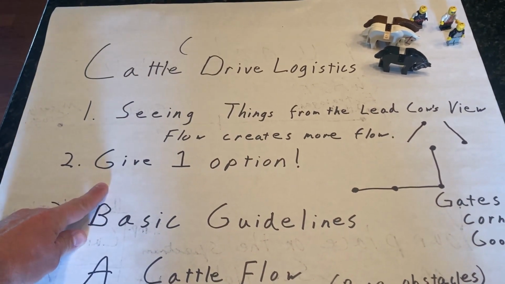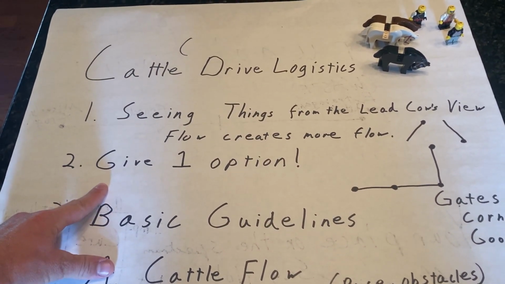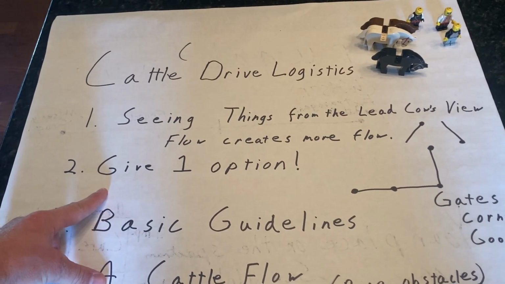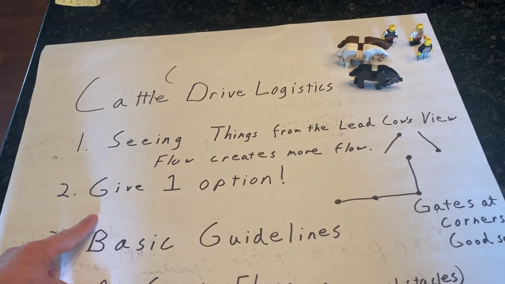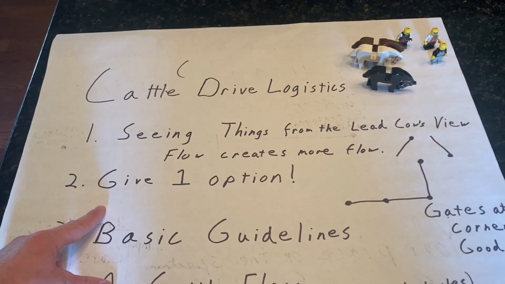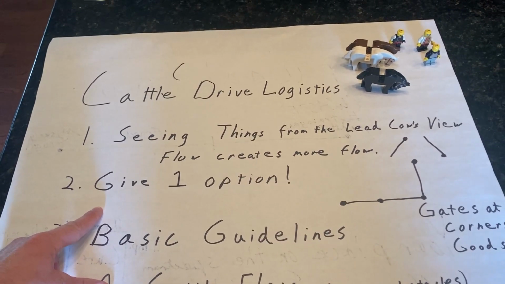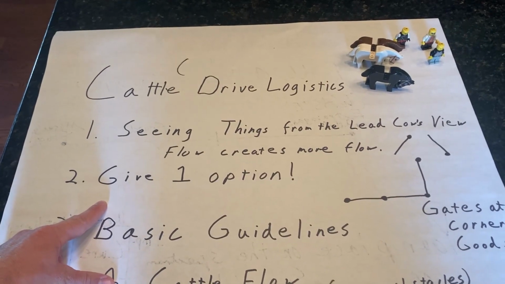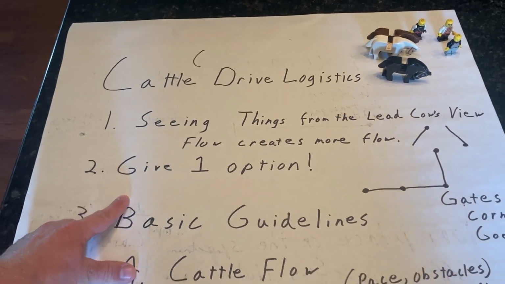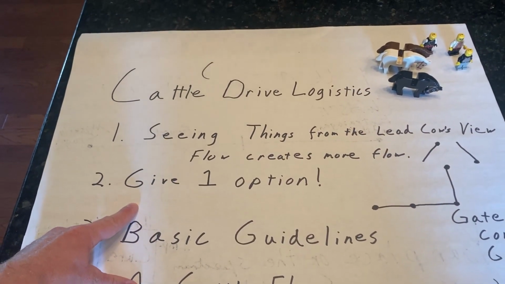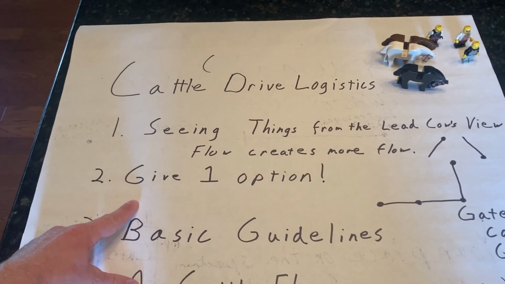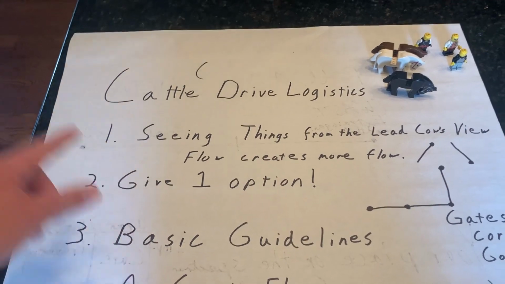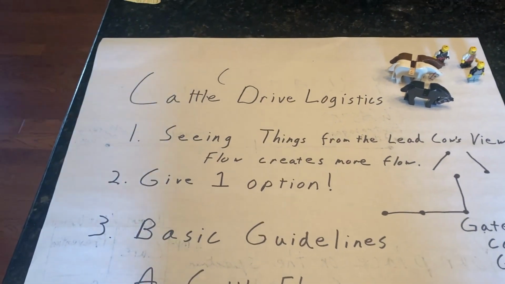Only give your animals one option. This kind of follows as an obvious second thing. There have been situations, gang, where there were two options for the animals, and I learned after the fact that you only give an animal one option. If they have another gate they can go through or another area they can remotely get stuck in, they're going to get stuck there. You need to give them one option and a clear direction.